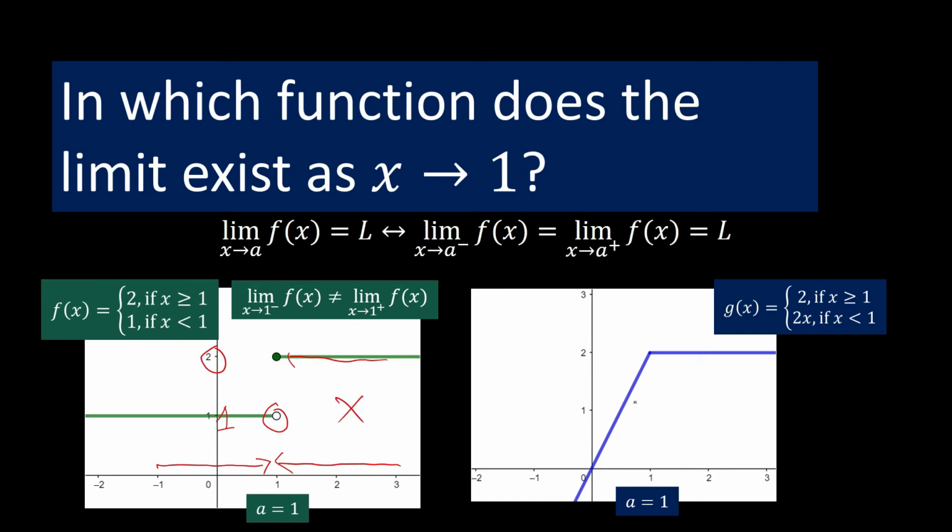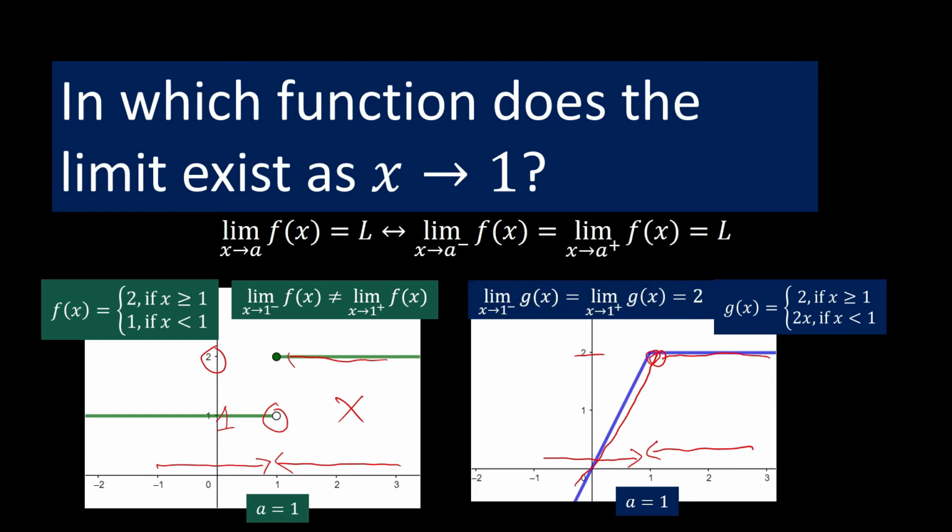How about this one? Look at this. When x approaches 1 from the left, the value of your function approaches 2. When x approaches 1 from the right, the value of your function also approaches 2. And so the one-sided limits are equal. Conclusion, the limit of g of x as x approaches 1 exists, and it is equal to 2.